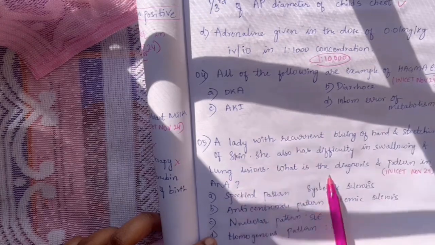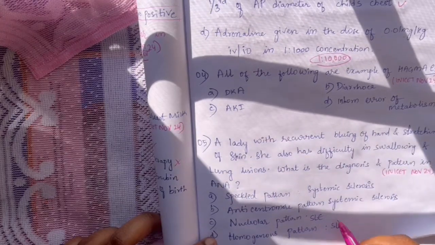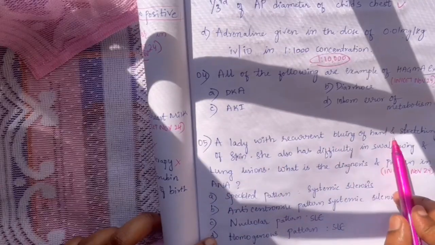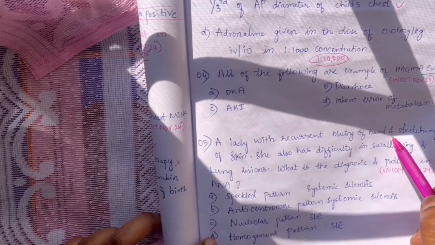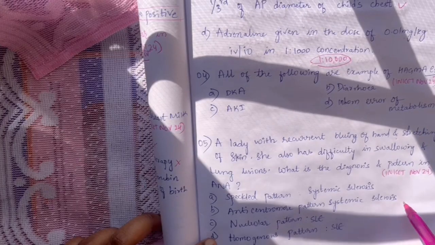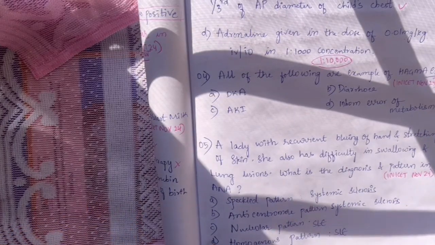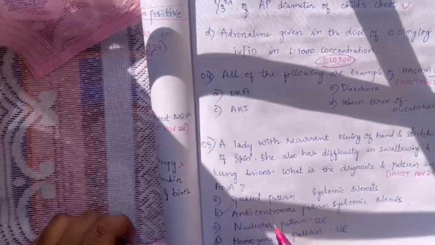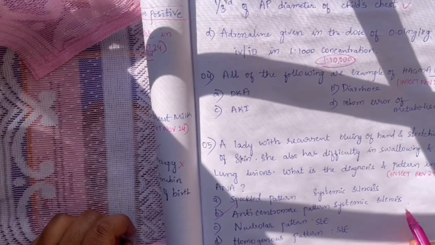The given explanation doesn't account to SLE at any cost. Bluing of hands, stretching of skin, all of these are Raynaud's phenomenon, which is not seen in the case of SLE. It's seen in the case of systemic sclerosis. Even if you don't know anything, but if you know perfectly the image shown here, that is the anti-centromere antibody, you can directly mark this answer as anti-centromere pattern systemic sclerosis.